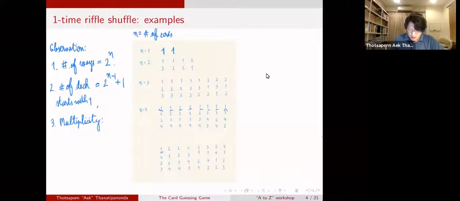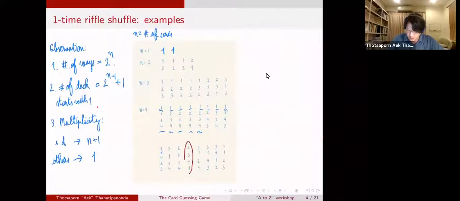Multiplicity. For the identity, the multiplicity is n plus 1, like I mentioned. And then the others have multiplicity 1; they show up only once. And also, if you look at it deeper, you see that the others that are not identity have 2 increasing subsequences.